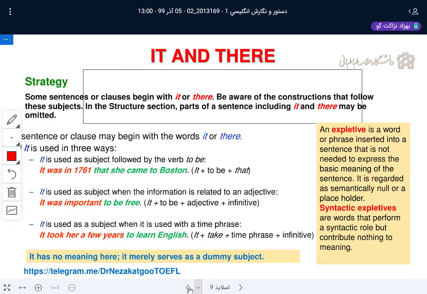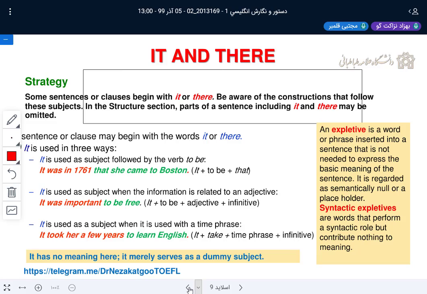But in British pronunciation, stress falls on the second syllable, expletive. So either way, you pronounce the word correctly. So it is a word or phrase inserted into a sentence that is not needed to express the basic meaning of the sentence. Okay?